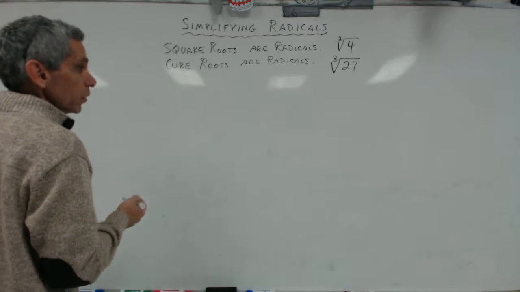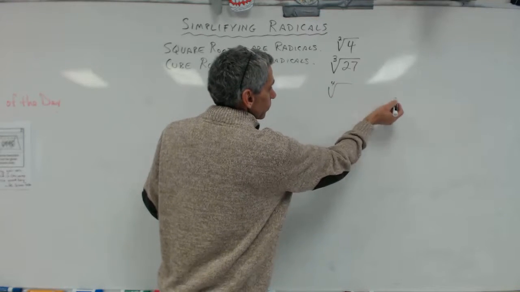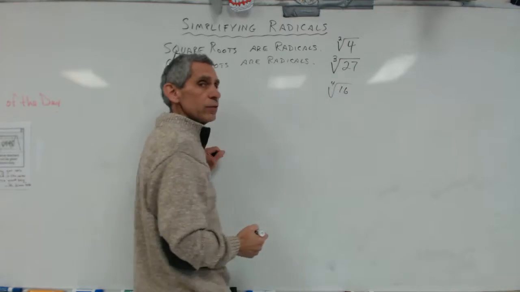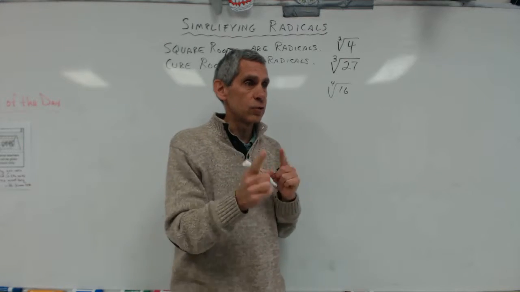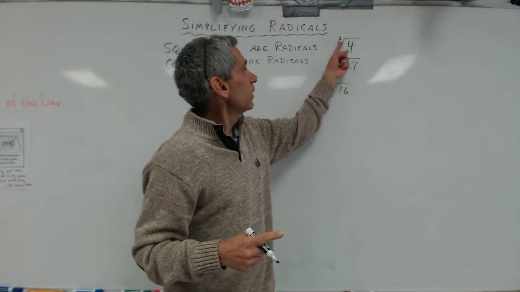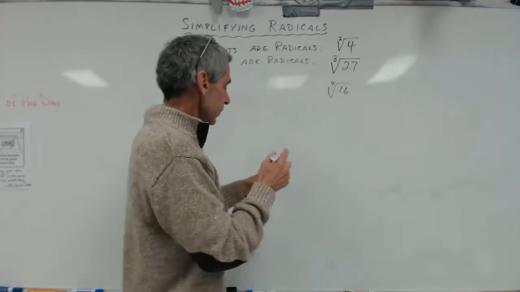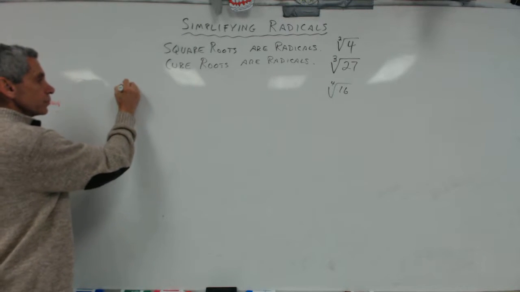You can have 4th roots. The 4th root of 16 is 2, right? 2 times 2 times 2 times 2 is 16. I need 4 2's. Here I need 2 numbers that multiply to get 4: 2, 2. So let's talk about what a square root sign means.